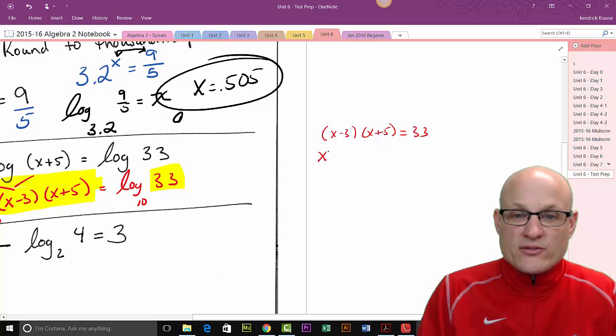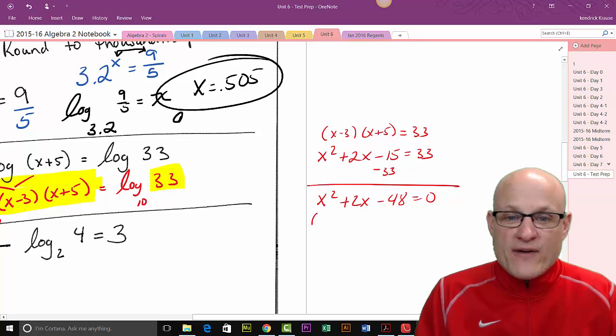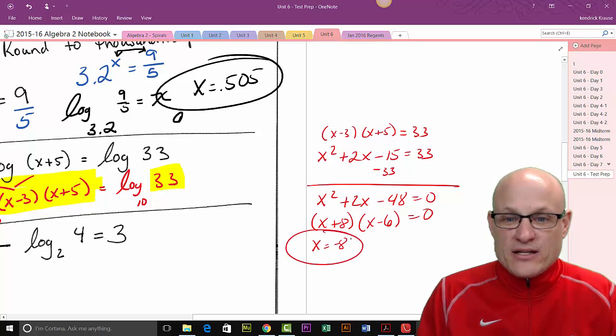X minus 3 times x plus 5 has to equal 33. Well, this is x squared plus 2x minus 15 equals 33. We'll subtract off the 33. I get x squared plus 2x minus 48 equals 0. I factor it. X plus 8, x minus 6, so x equals negative 8 and x equals positive 6.